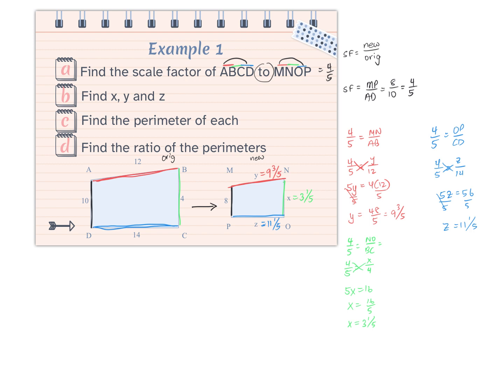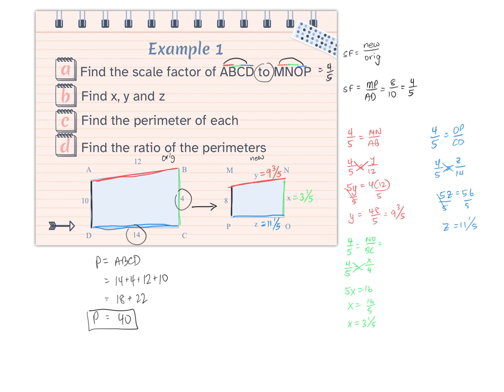Second, now it wants you to know what is the perimeter of each shape. Well, the perimeter of ABCD is the sum of all four sides, right? So 14 plus 4 plus 12 plus 10. So 18 plus 22, and it's going to be 40. So the perimeter is 40. Now, I can add up all those other fractions on the other side, but one interesting feature is that, well, I'll show you what I mean.